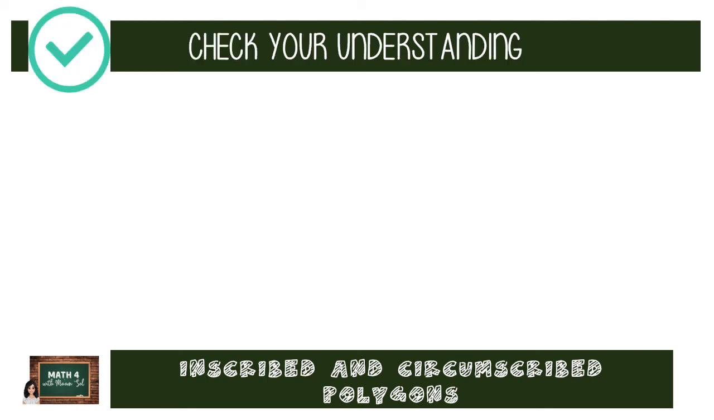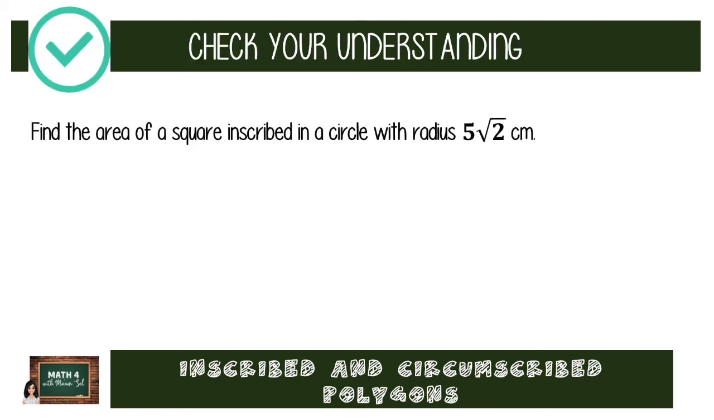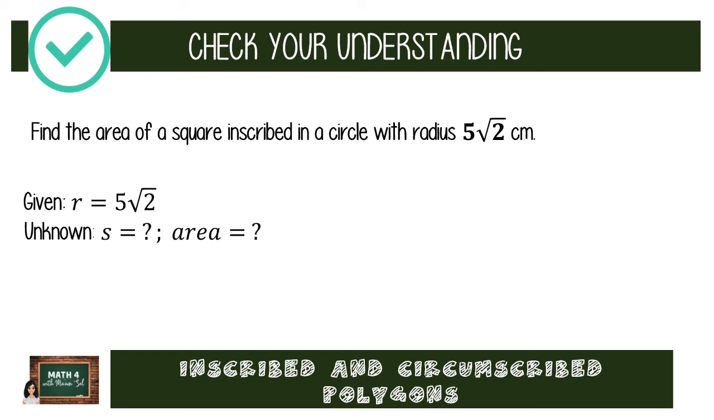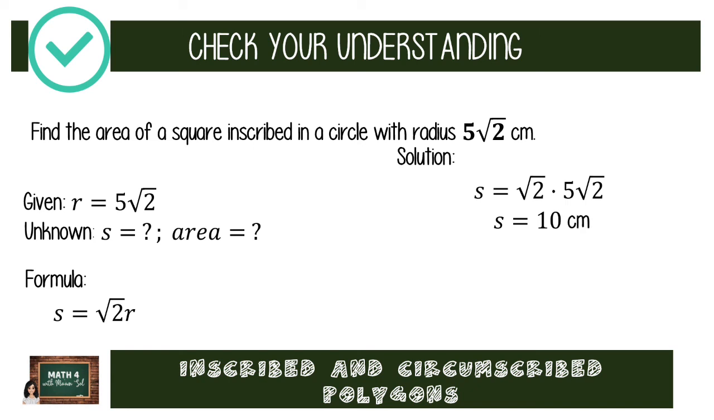Let us use that formula to solve this problem. Find the area of a square inscribed in a circle with radius 5 square root of 2 centimeters. The given is r equals 5 square root of 2. We need to find the unknown s, which is necessary to find the area. The formula that we are going to use is s equals the square root of 2 times r. We plug in 5 square root of 2, so we get s equals square root of 2 times 5 square root of 2, which is s equals 10 centimeters.